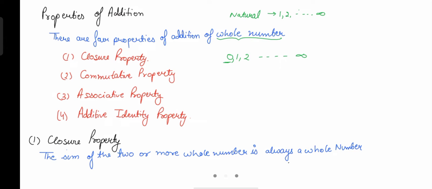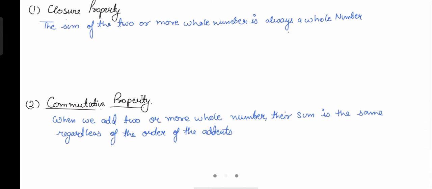So what are the four types of property before that? The closure property, the commutative property, the associative property, and the additive identity property. We are going to understand them one by one. First of all is the closure property. What is the closure property? Let's understand the definition first: the sum of two or more whole numbers is always a whole number.